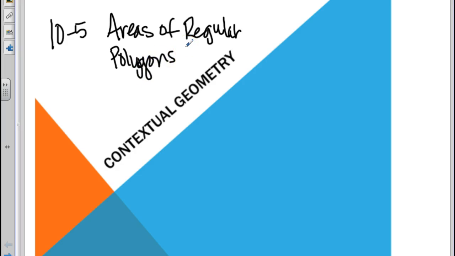As we're talking about regular polygons, remember what a regular polygon is. All sides are the same length, all angles are the same measure. It's convex, so remember concave means it looks like it's been punched in on a side, so it does not look that way. Those are the types of figures we will be finding the area of. All right, so let's get started.